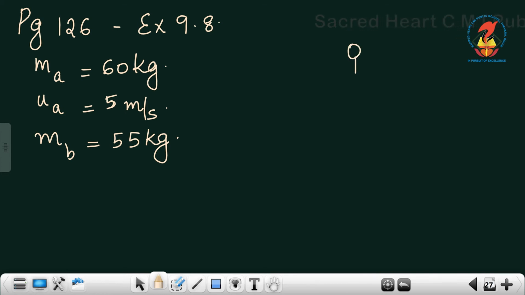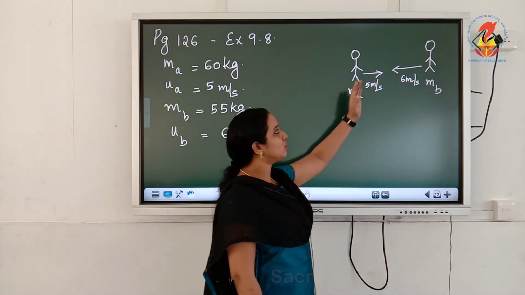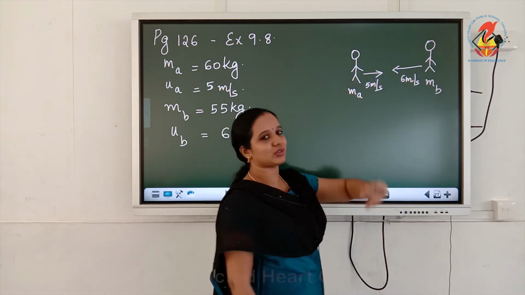So if this is the first player of mass MA, he is moving with the velocity 5 meter per second, and a second player of mass MB is moving towards the first player with velocity 6 meter per second. So he is moving towards the first player, that is in the opposite direction. So here the second player is moving with the velocity 6 meter per second towards the first player. That is, the movement of the second player is opposite to that of the first player.